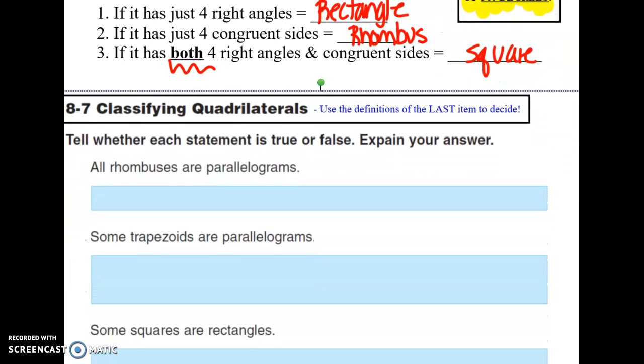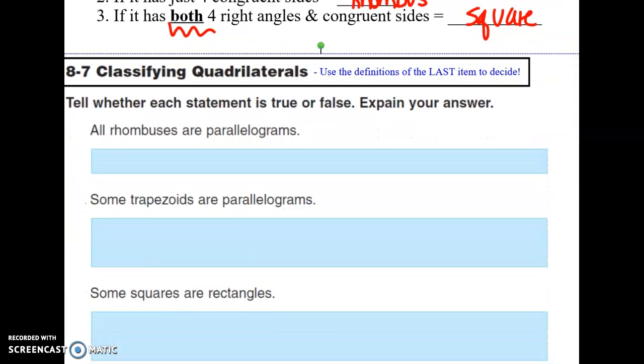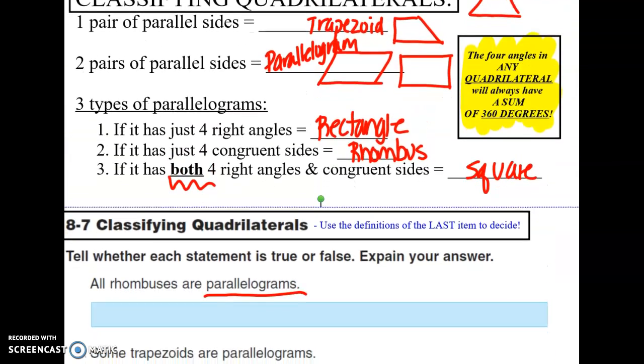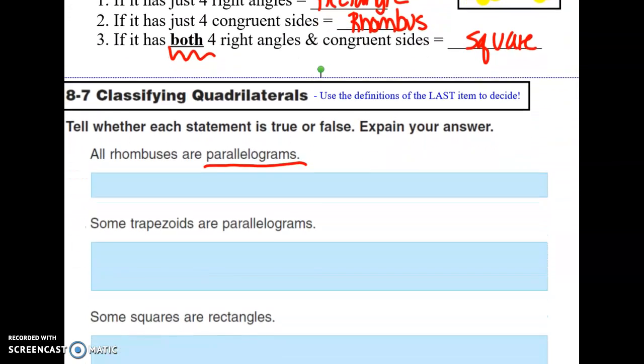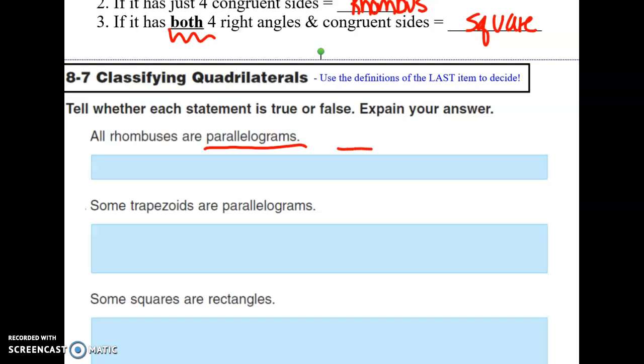Okay, so if we're going to classify a quadrilateral, we have to use the definition of the last item to help you decide what it is. So it says, tell whether your statement is true or false. All rhombuses are parallelograms. So we know from up above that a parallelogram just has to have two pairs of parallel sides. So yes, all rhombuses are parallelograms.